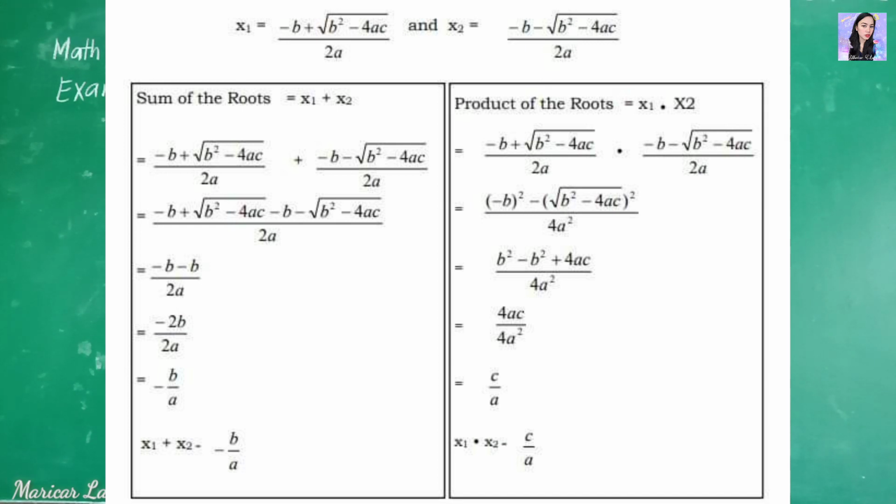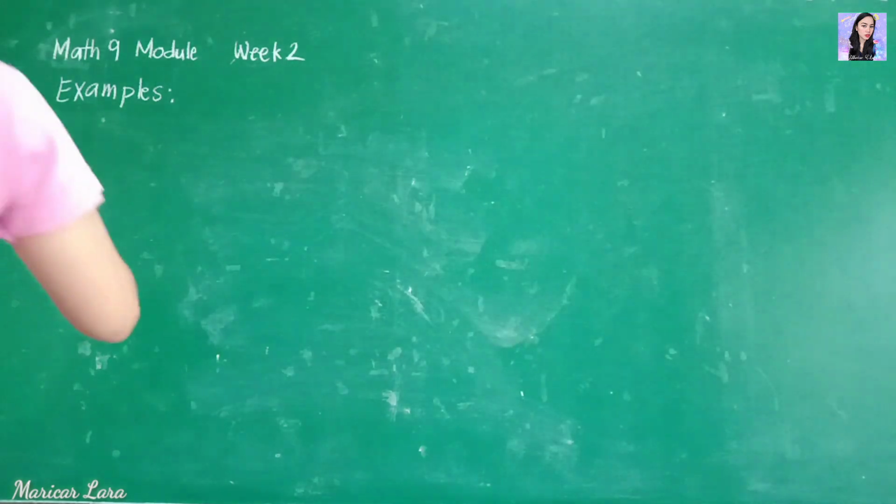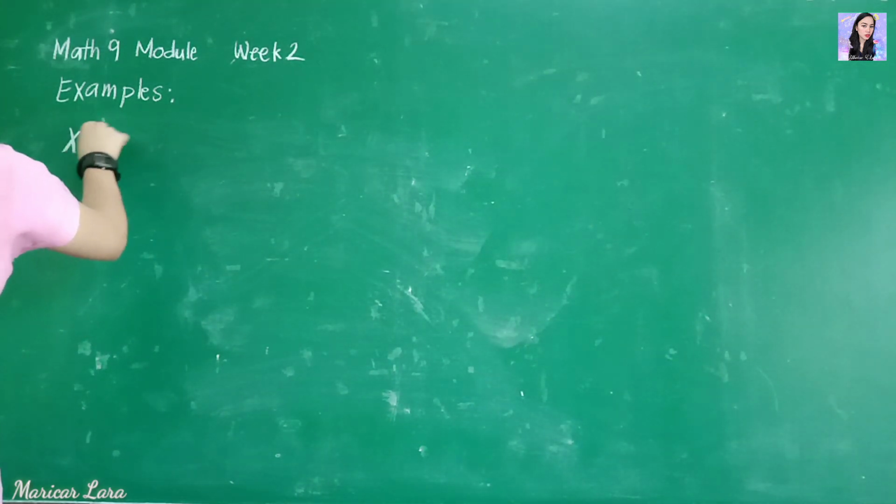So, kahit hindi na kayo mag-solve ng mahabang-mahaba para makuha yung roots and then i-add sila, makukuha mo na siya kagad instantly, gagamitin mo lang yung -b over a. Ganon din sa product, pero ang answer naman sa product ay c over a. Let's try example.